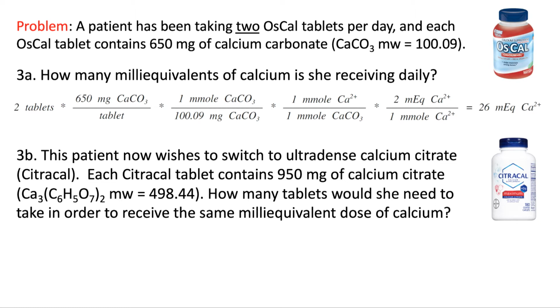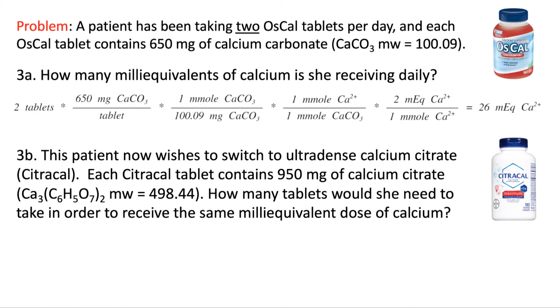Okay, going on to part B, it says, this patient now wishes to switch to an ultra-dense calcium citrate formulation with the brand name of Citracal. Each Citracal tablet contains 950 milligrams of calcium citrate, with the formula given there and a molecular weight of 498.44.